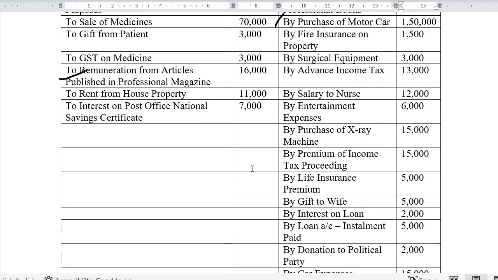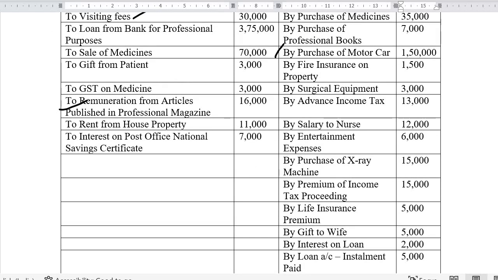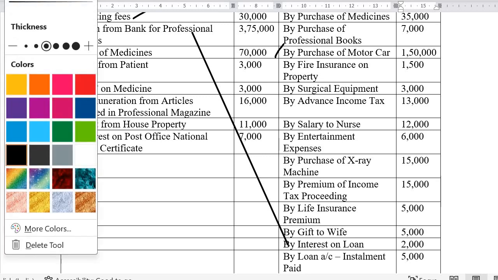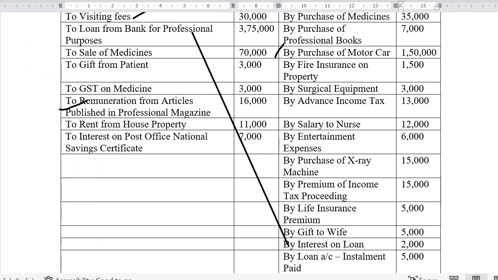Yes, interest on loan is given. So this interest on loan we have to consider, not as a capital receipt. Next adjustment, sale of medicine. So, interest on loan, don't take a loan from bank for professional purpose because it is a capital receipt.